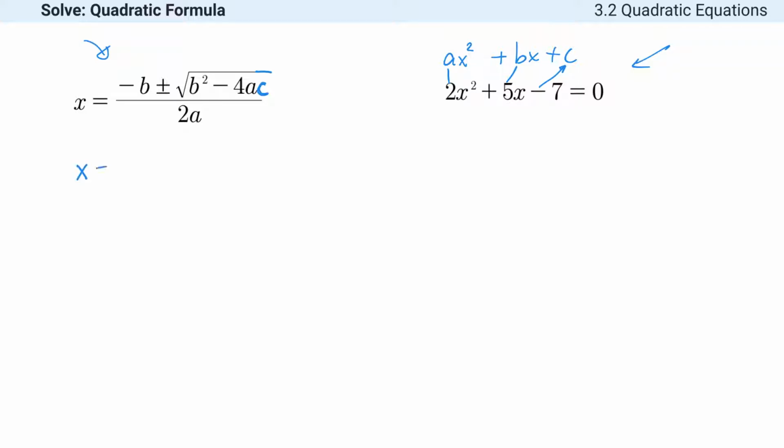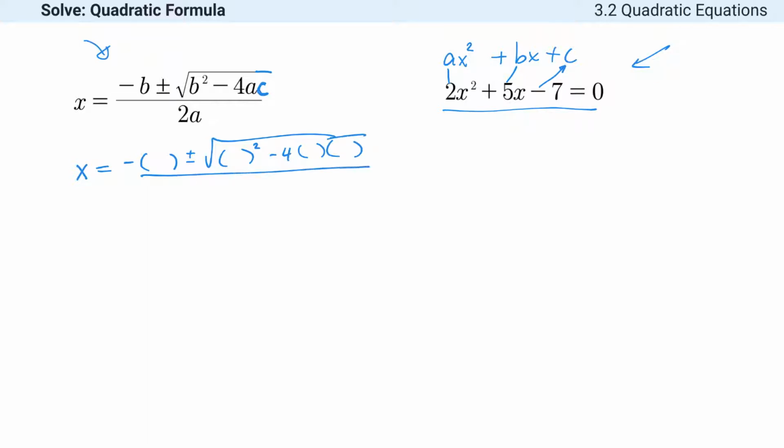So the solutions to the equation, the values of x that make this statement true, are negative b plus or minus the square root of b squared minus 4 times a times c, all over 2 times a. Notice I just put brackets where the variables are. I do that just so I don't mess up on negative signs. Okay, b is a 5, b is another 5, a is a 2, c is a negative 7, and a is a 2.